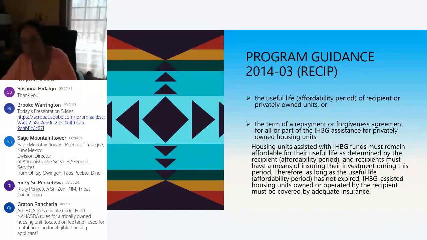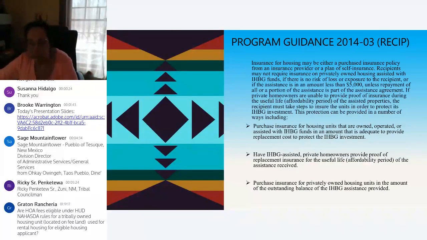the term of repayment or forgiveness of an agreement for all parts of assistance for privately owned housing, and the useful life, like I said, requirements there. So that goes through what you need to have in place, okay?